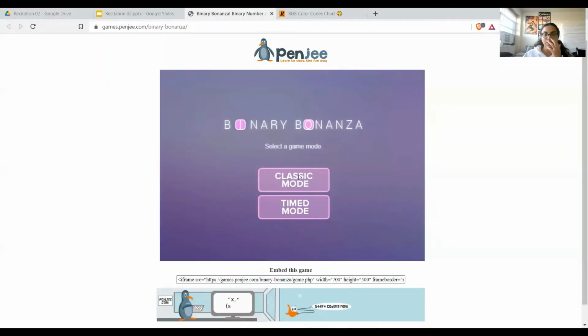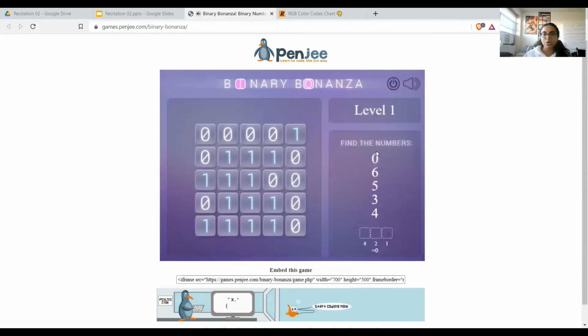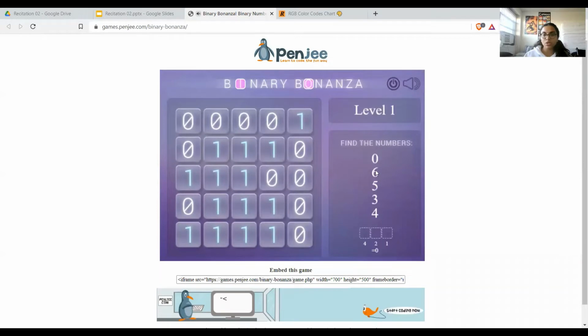This is the game. You can go to classic mode and it will give you the instructions to play the game. You can read the instructions and click on OK. So now you have the numbers. You have to find the numbers 0, 6, 5, 3, 4. So you just have to drag. It's like Candy Crush. I don't know if you've played it, but yeah, it's like that game. You have to just drag 3 bits, and then you can see 0, 0, 0 has been cut. Similarly, we can do 1, 1, 0, and that is 6. Now that is also cut. So accordingly, you have to select the bits and find all the numbers that are given.